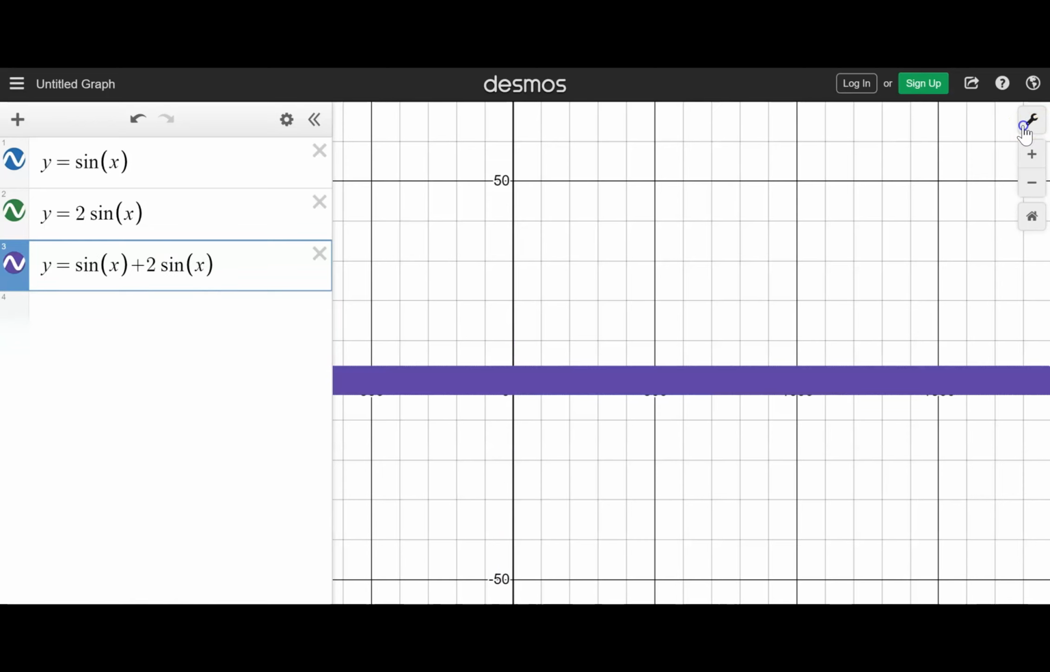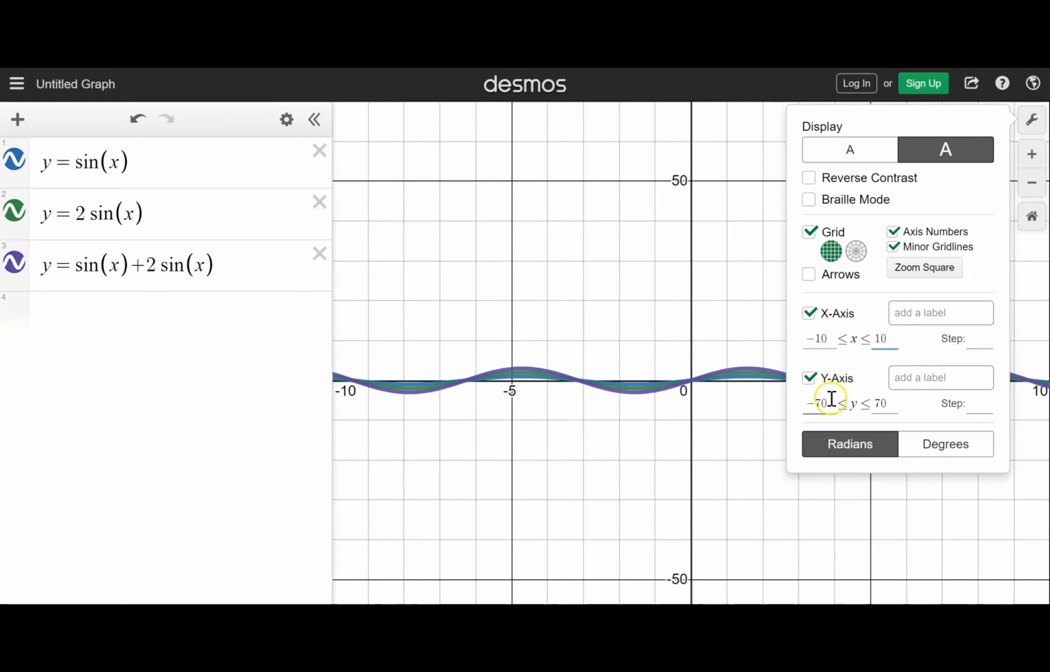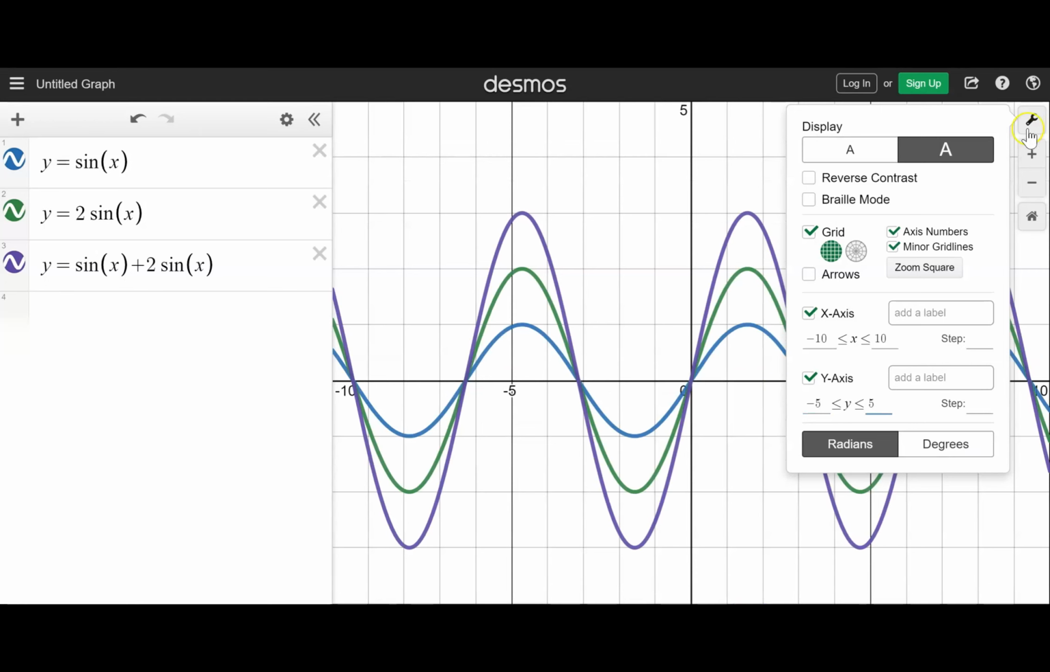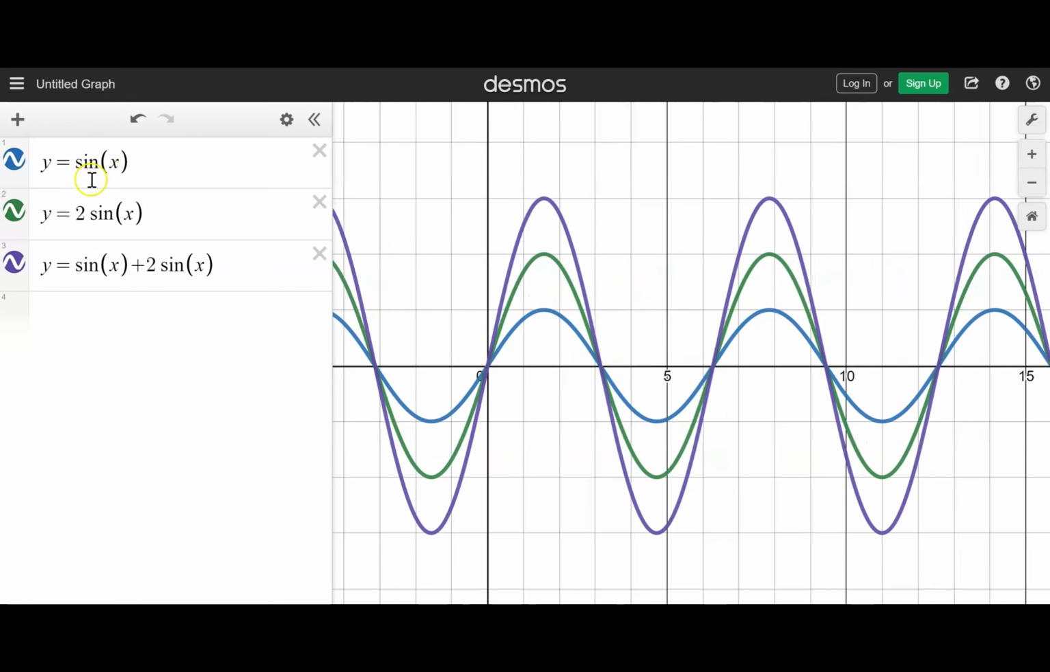And I want to make sure that I change my viewing window. This number is much too large, so let's make our x min value -10 and our x max value +10. And then these are much too large as well, so maybe let's make this -5 and +5. Okay. So now we can drag this around a little bit.